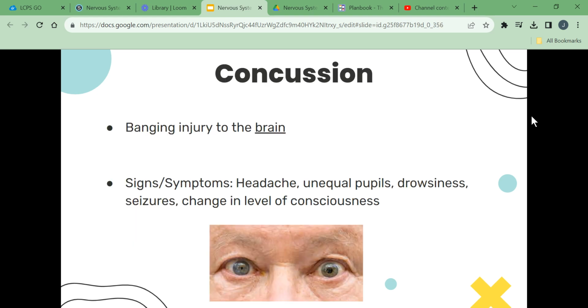Next, we have concussion, that is a banging injury to the brain. Signs and symptoms include headache, unequal pupils as seen in the picture, drowsiness, seizures, and change in level of consciousness.